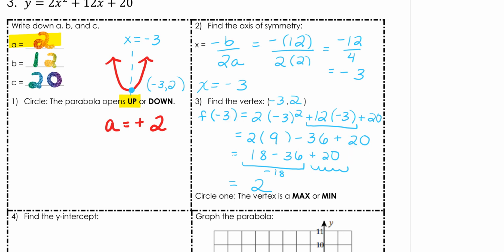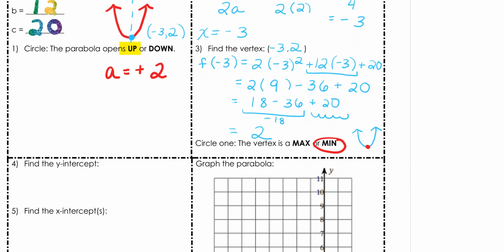We know exactly where that vertex is on our graph. Now, question is, you have to think about this. Is this vertex a maximum or a minimum? Well, since your parabola opens up, because there's a positive a value, that means at this point where the vertex is, that looks like the lowest point on your graph. It's a minimum. All right, let's go on to step 4.